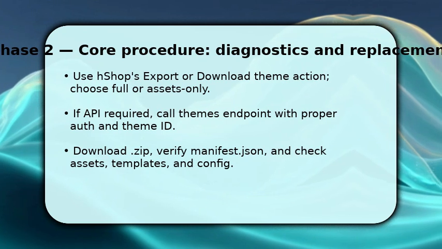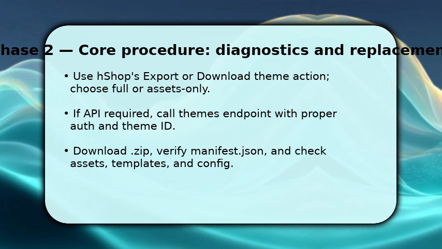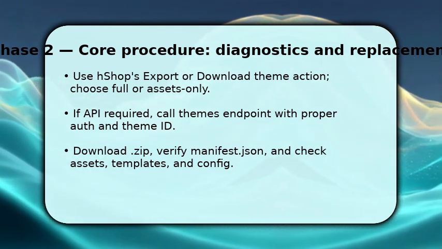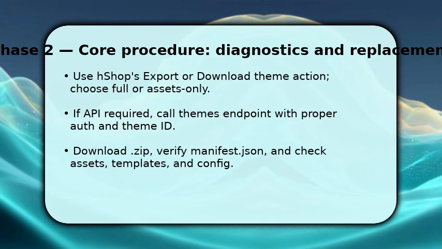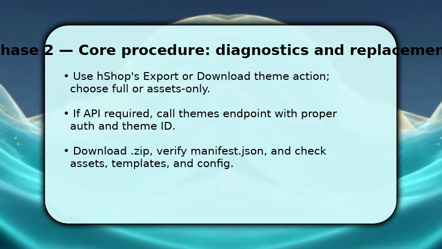Once the zip finishes, download it and inspect manifest.JSON to confirm version and dependencies. Make sure templates, asset folders, and config files are present. This verification step avoids surprises when you install the theme elsewhere.